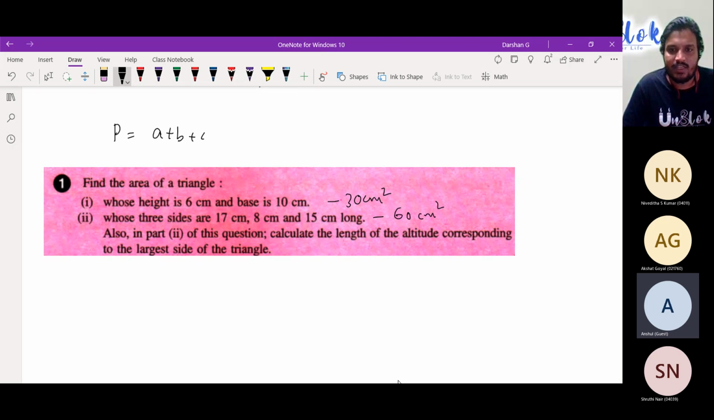Third one. In this question, calculate the length and diameter corresponding to the. Okay. Sir, is it also 15? No, you have to calculate the height, right? So you have to calculate the altitude. It's not 15. Oh, sorry. Yeah, Shruti and Nivedita, you can try this. Take the largest side. Which is the largest side? You have to go with the second part of the question. Yeah, correct. 17. That's right. 17 you have to start with, but the answer is not 17.